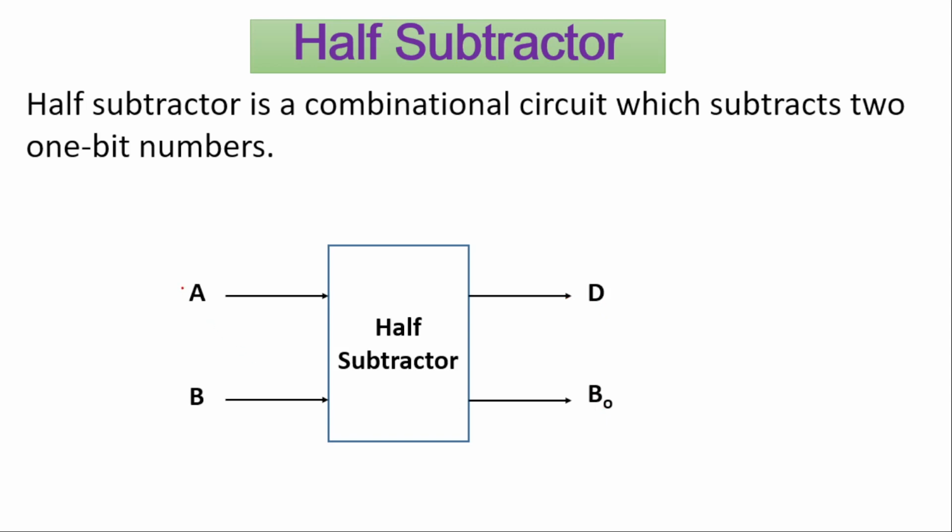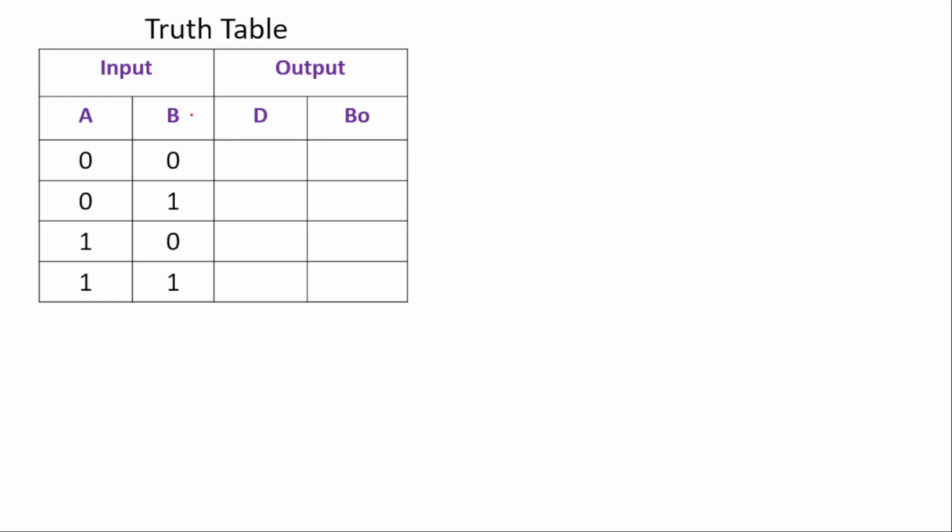A in this case is called the minuend and B is the subtrahend. In short, I have to perform binary subtraction A minus B. So two inputs would be there and two outputs would be there. Let's go through the truth table of half subtractor.